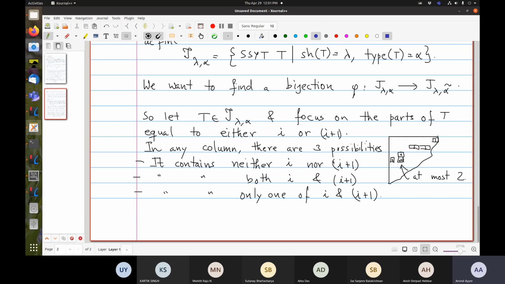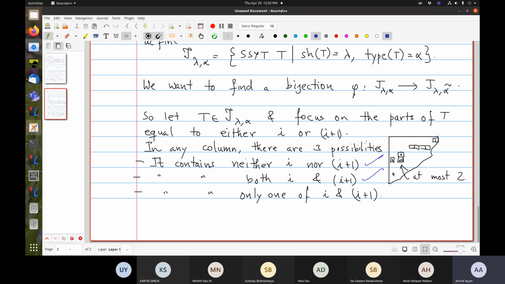So if it contains neither I nor I plus 1, I don't care. I mean, we don't do anything to that column, right? And if it contains both, the cardinality of both I and I plus 1 is the same. So for both these guys, and in this case, again, the cardinality of both is 1, so I don't need to necessarily change. So the only problem happens if there is exactly one of these guys.